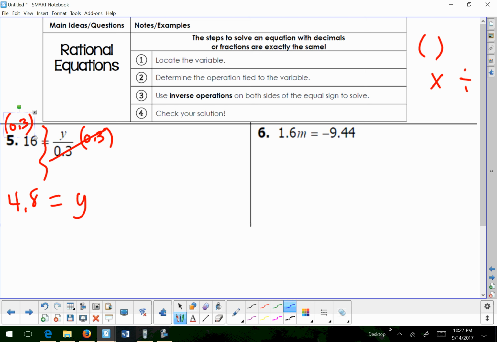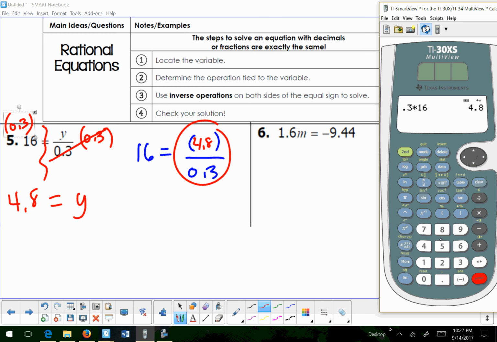Now I'm going to do a quick check step again here. So 16 is equal to y divided by 0.3. And we said y was 4.8. So is this actually equal to 16? Let's check. 4.8. Clear this out. 4.8 divided by 0.3. Yep, it checks.